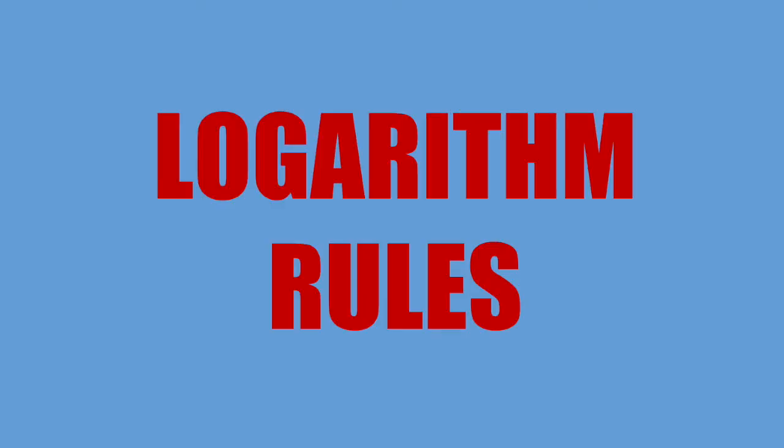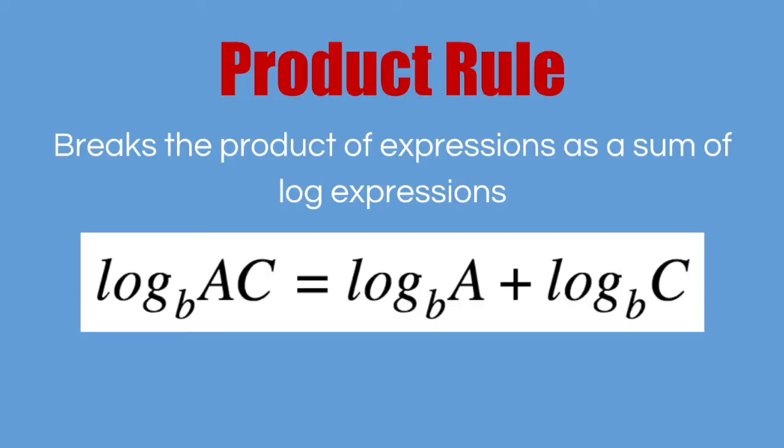So for us to be able to either condense or expand a logarithm, we need to follow certain rules that are called logarithm rules. The first rule that we're going to be looking at is the product rule. The product rule deals with multiplication and addition.